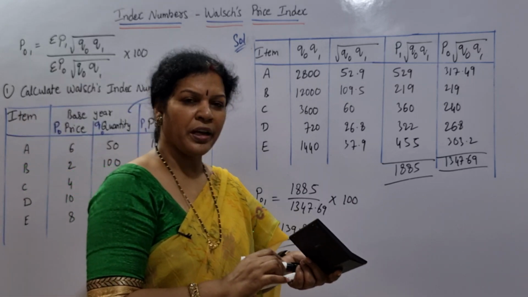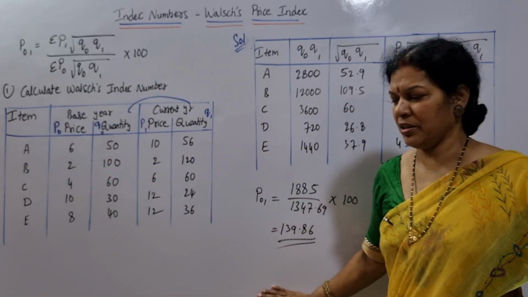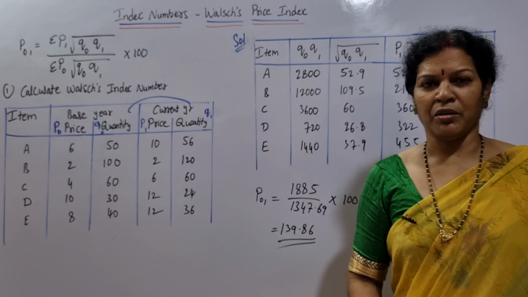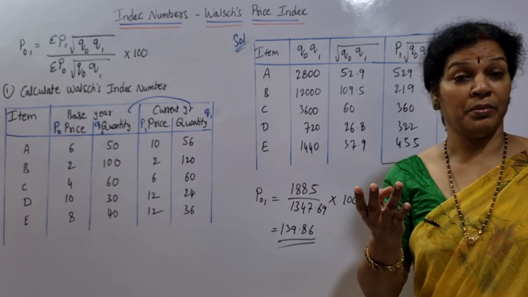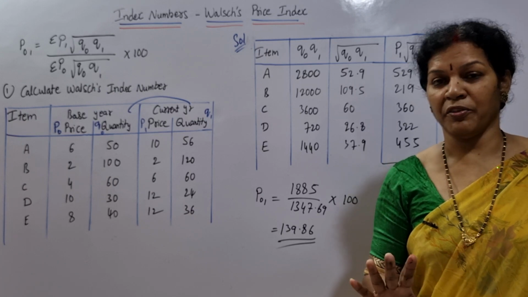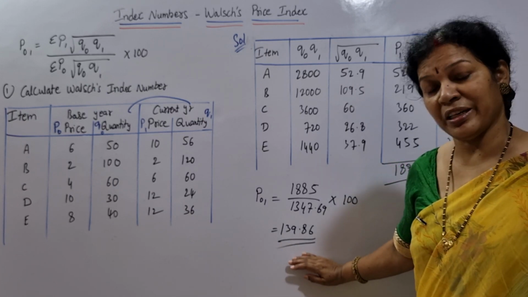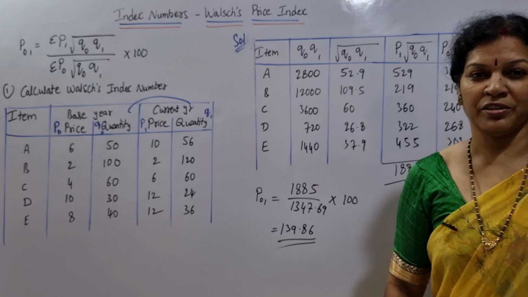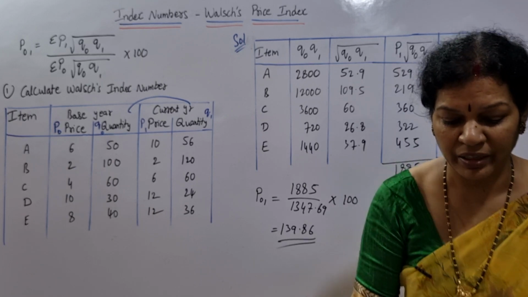Even Fisher's, if you calculate also, you will get the same answer only. Whatever may be the methodology, whether Walsch's or Fisher's or Douglas-Bowley, any method, if you calculate, your answer will be 139 point something, with a small fraction of difference. That's it. Am I clear?